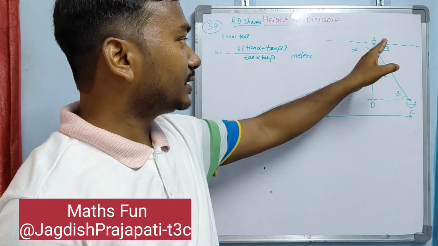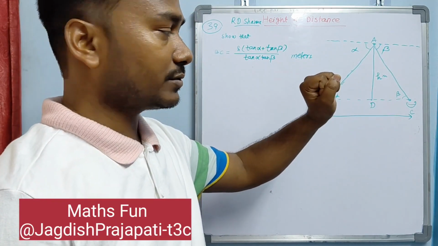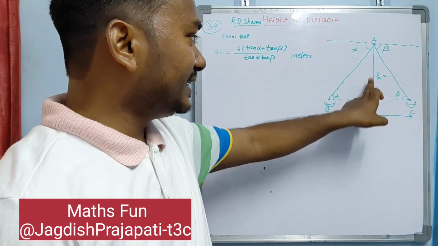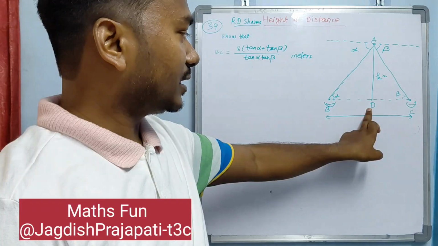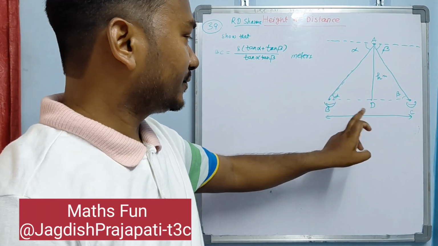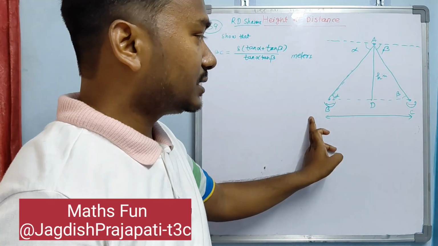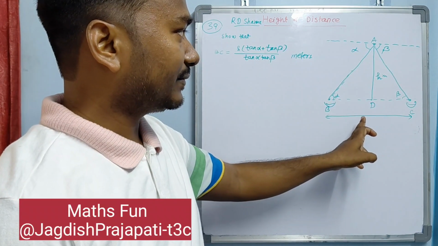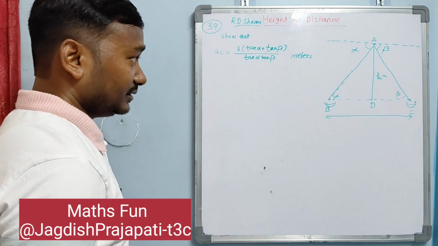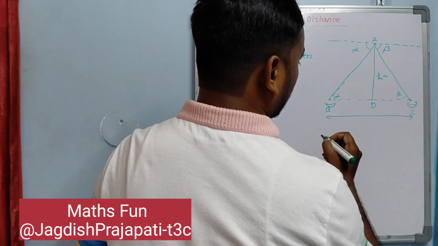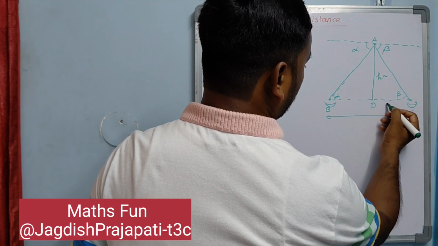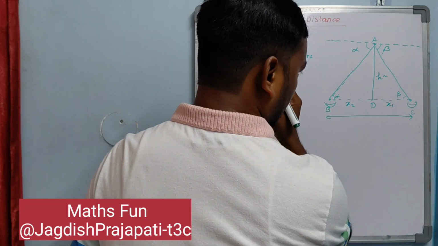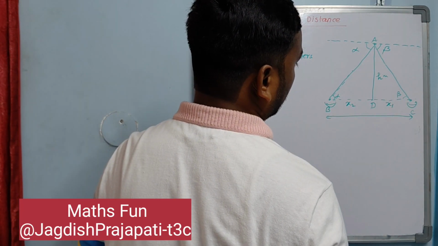Let A be the top of the lighthouse. AD is the perpendicular on the surface. B and C are the ship positions on the opposite sides of the lighthouse. Let CD equal x1 and BD equal x2.